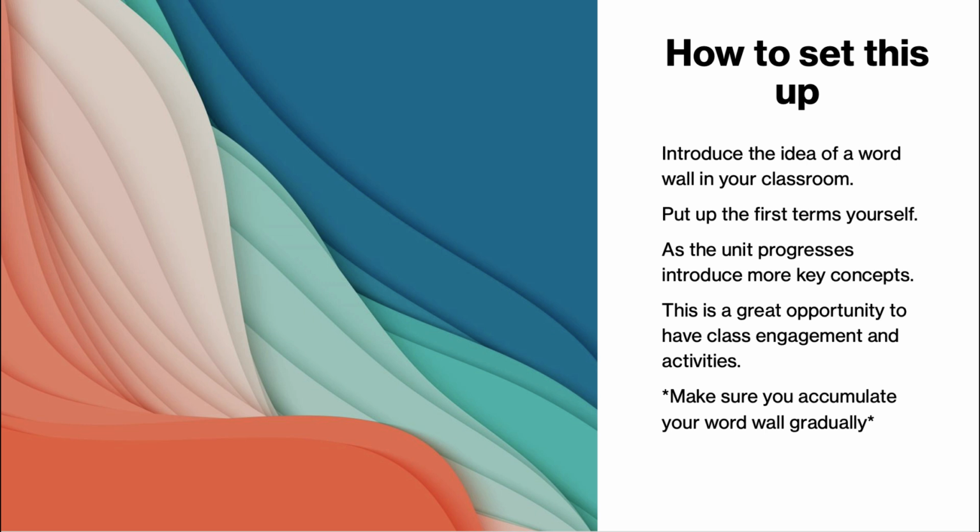When you first put up your word wall, you're going to put the first terms up yourself. Introduce the topic and what your expectations are. This could be tier 1 or introductory words. Then as the unit progresses, you introduce more of those key topics or key vocab words. The way you go about this can be different for each classroom and what the unit is about.